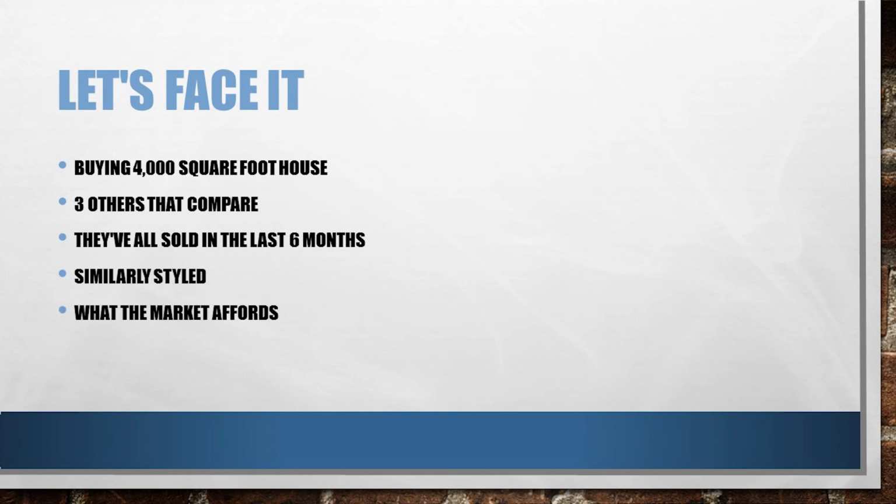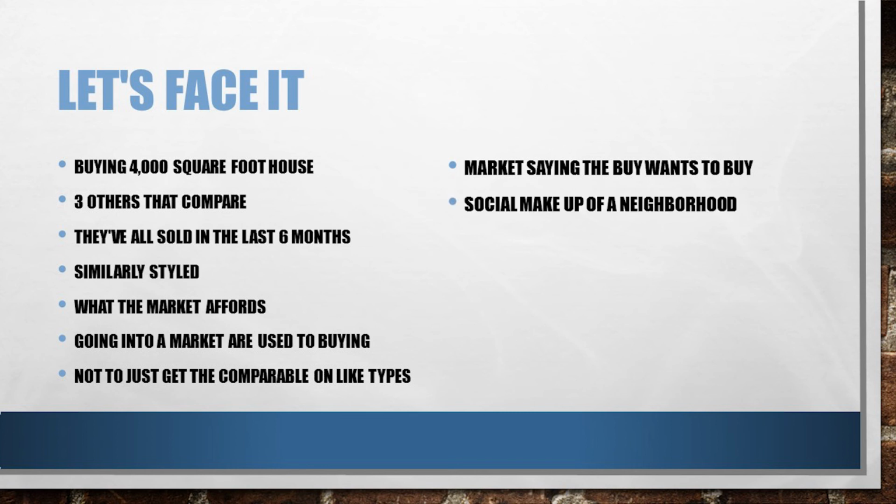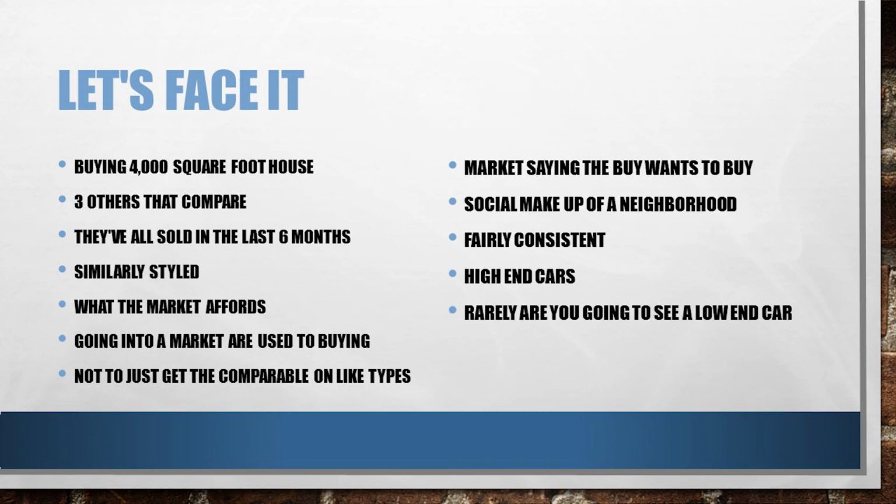Well, you want to know what the market affords, what people going into a market are used to buying. And so having the other ones will give you some of that information. So it's important not to just get the comparables on like types to yours, but what is the market saying the buyer wants to buy? Because if you think about the social makeup of a neighborhood, they're fairly consistent. So if people are driving high-end cars, very rarely are you going to see a low-end car in that neighborhood. You will, but very rarely.